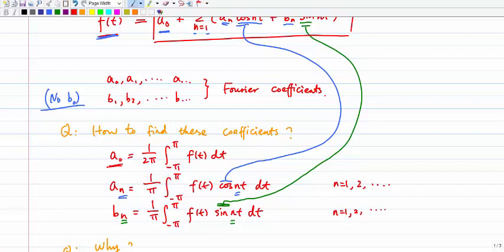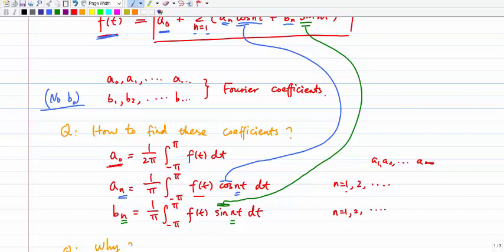That's it for a0. Now an, for n from 1 to infinity, which means for a1, a2 until a infinity, each an is computed by 1 over pi times the integral from negative pi to pi of f(t) times cosine nt dt. And bn is 1 over pi times the integral from negative pi to pi of f(t) times sine nt dt.